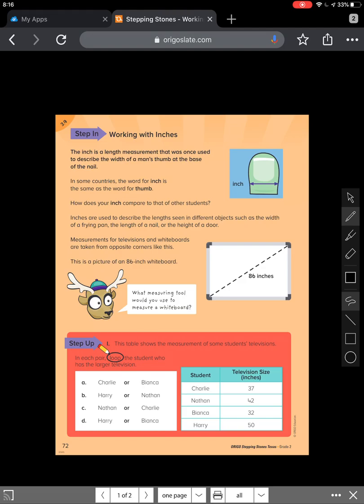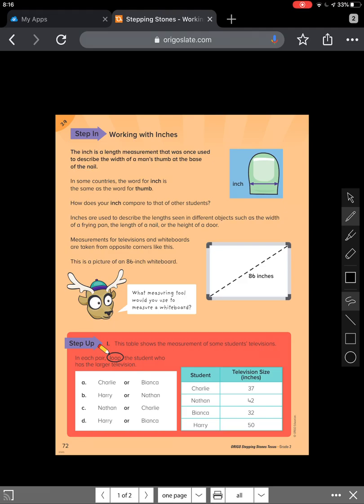Since we're not at school, you can always go around your house and compare what your inch looks like compared to your family members. Inches are used to describe the length seen in different objects such as the width of a frying pan, the length of a nail, or the height of a door.